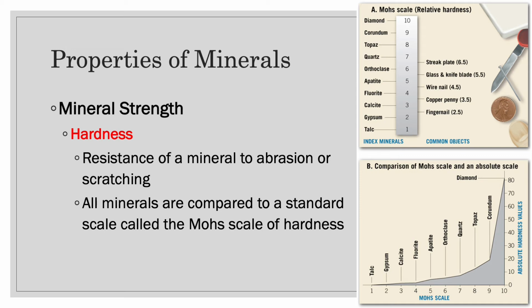On the right, in this top figure, you can see different items that you might use to try to determine the hardness of these minerals. Like your fingernail has a hardness of 2.5, a penny has a hardness of 3.5, and your streak plates have a hardness of 6.5, for example. You generally don't need something harder than your streak plate to identify minerals because quartz is one of the hardest common minerals that you'll come across.